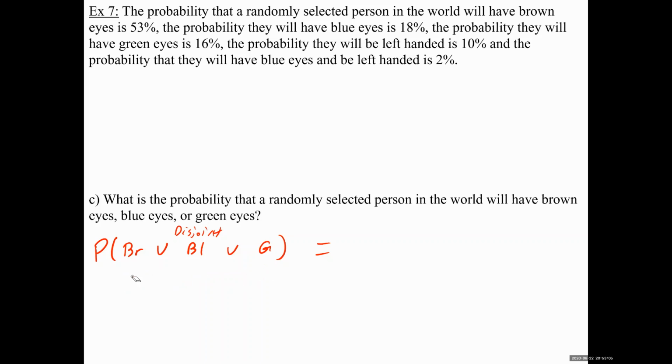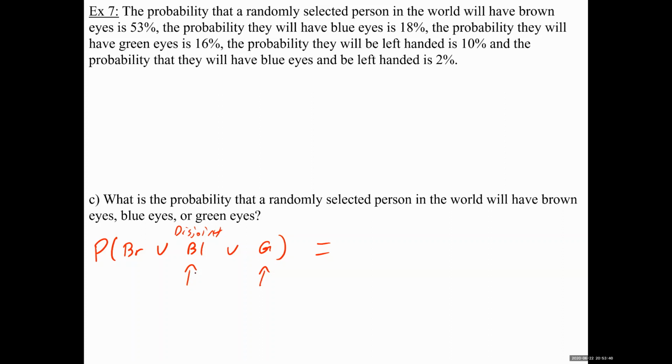Let me back up. How do we know they're disjoint? What does it mean for 3 events to be disjoint? It means any 2 of them are disjoint. Let's pick these 2. Can somebody have brown eyes and also blue eyes? No. Are they disjoint? Yes. Now go to this pair. Can someone in the world have brown eyes and also green eyes? No. Are they disjoint? Yes. Then you go to this pair. When you have 3 events, you have to look at all pairs and make sure they're all disjoint for me to say that it's disjoint.